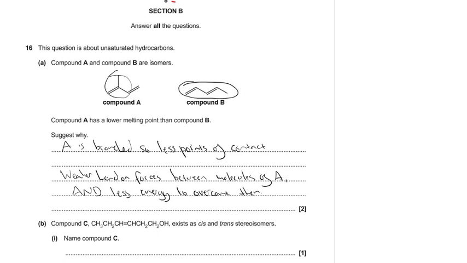So A is branched, so there's less points of contact, weaker London forces between molecules of A, and less energy to overcome them. You could have gone the other way around and said that B isn't branched or it's unbranched, so there's more points of contact, therefore it has stronger London forces than A, and therefore would require more energy to overcome. Either way around would be fine.